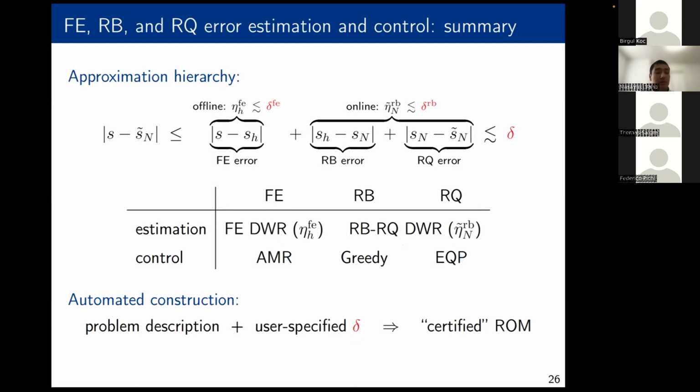So with this, we can enable automated construction in the sense that we provide the problem description in terms of the geometry of the problem and the parametric range, and then specify the tolerance. I want my ROM to be accurate to within 1%. The rest of it, the algorithm computes everything automatically using this automated loop to construct this certified ROM.